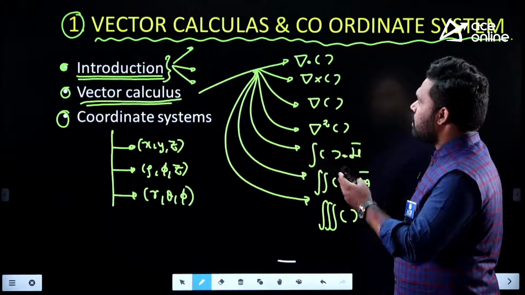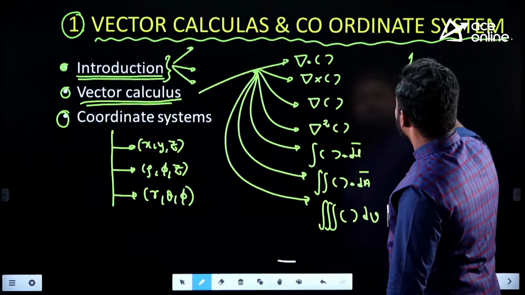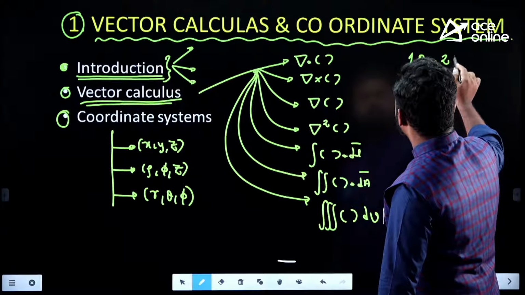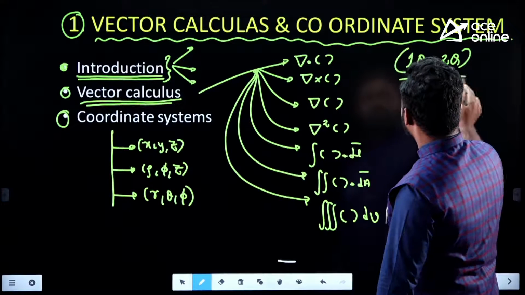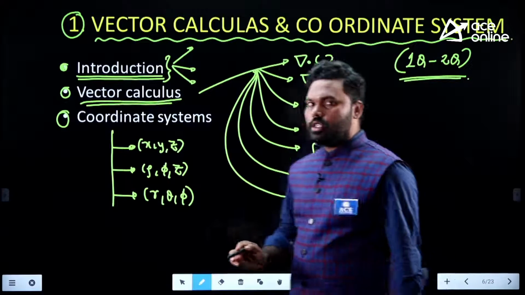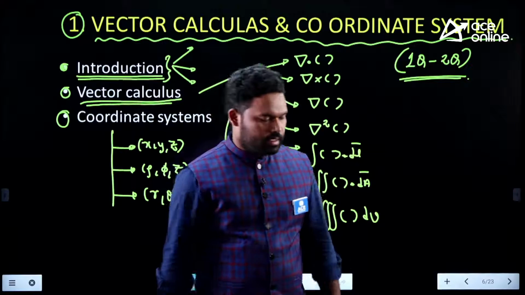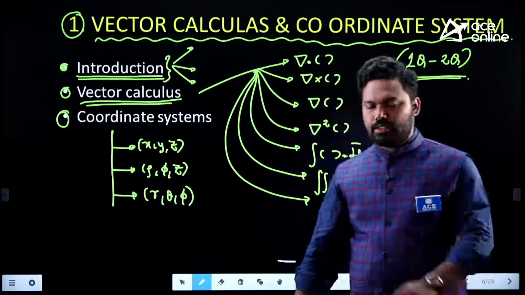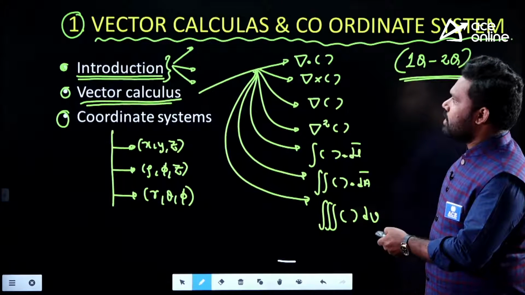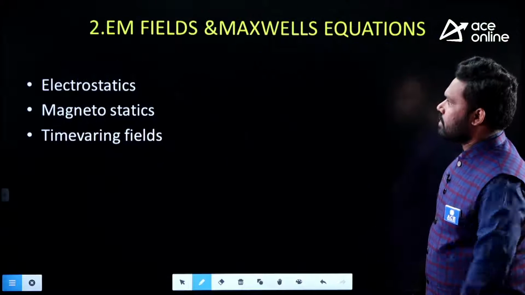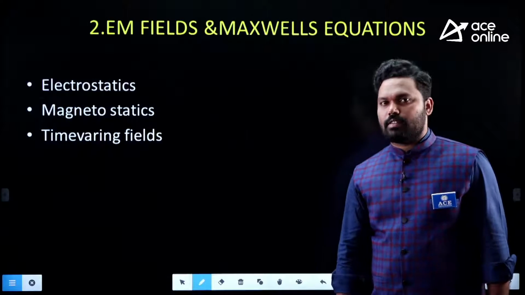And from the exam point of view also, 1 to 2 questions are expected. Every year, you can expect 1 to 2 questions for the EC as well as for the electrical engineering paper. You can take that as a mathematical question, or as a part of electromagnetic theory. Fine. Okay. Now we'll move on to the next topic: EM fields and Maxwell's equations.